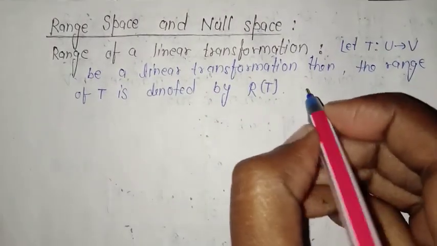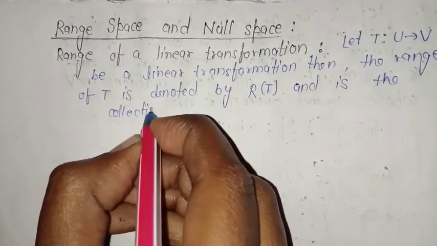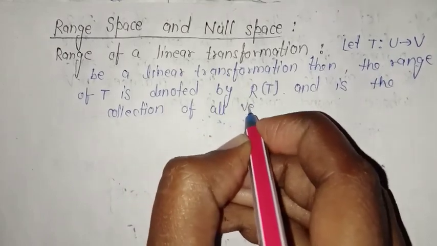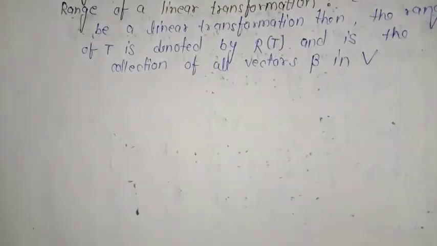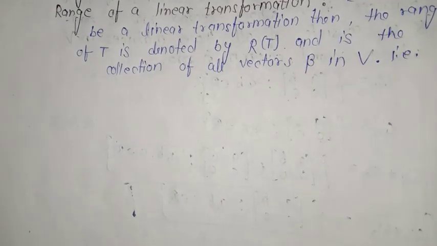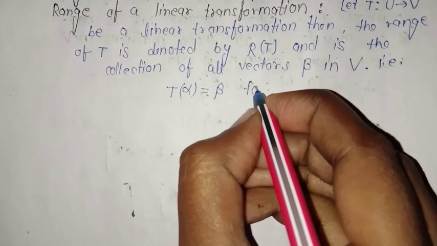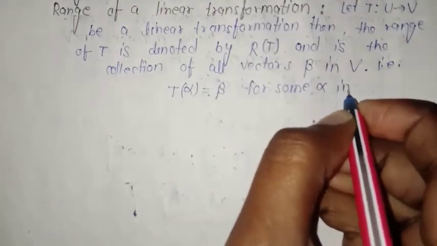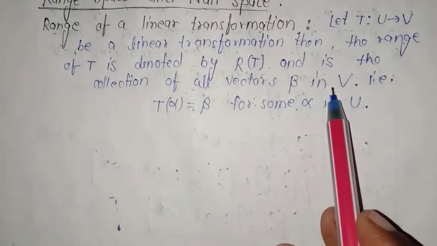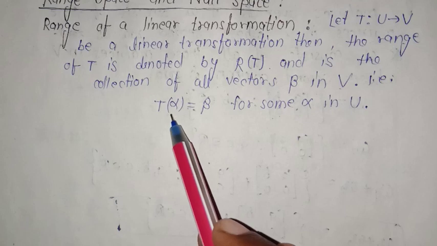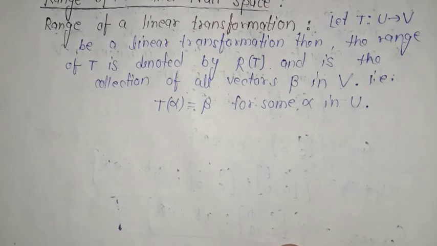and it is the collection of all vectors, I am just naming it beta, in V, that is T of alpha equal to beta for some alpha in U. So the range of linear transformation is the collection of all the vectors in the vector space V. That is, all the elements which are mapped onto the elements of the vector space V are collected in a set, and that set is called the range set for the linear transformation.